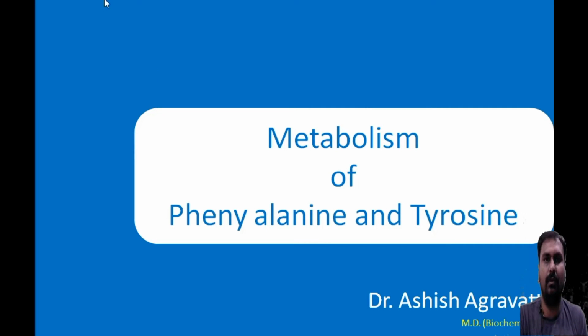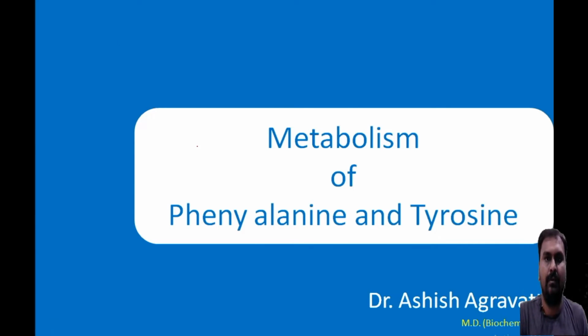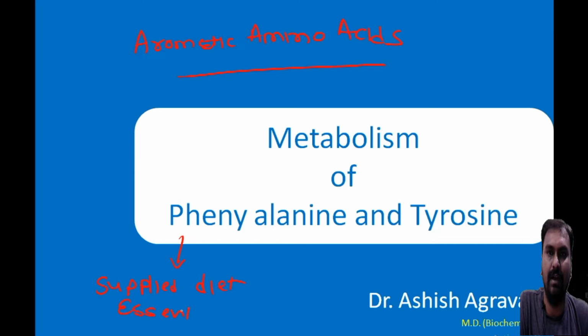Today we will discuss phenylalanine and tyrosine metabolism. Phenylalanine and tyrosine are the aromatic amino acids. Phenylalanine is an essential amino acid. It is not produced in our body, so it has to be supplied in the diet, while the amino acid tyrosine can be produced in our body from phenylalanine.